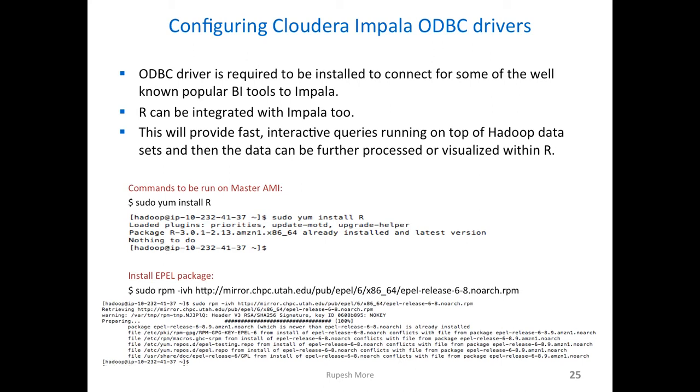So the commands basically used on the master AMI are here. This command, sudo yum install R, will install R. In my instance, it was already installed. That is why this message of nothing to do has appeared. Then install the EPEL package. So this is the command to run the package.